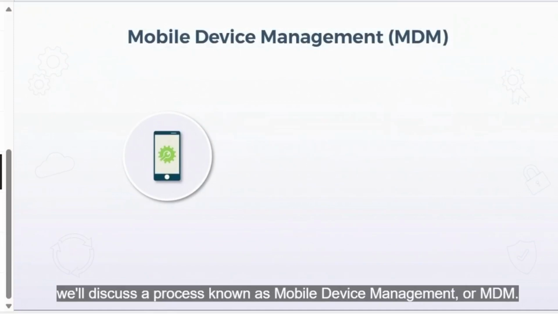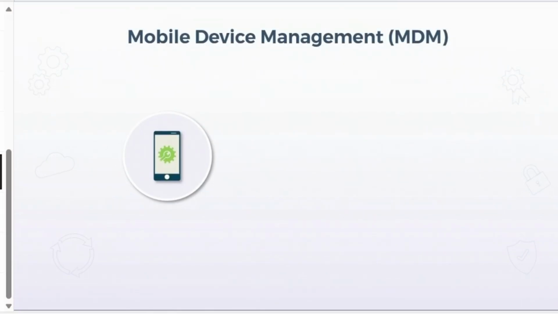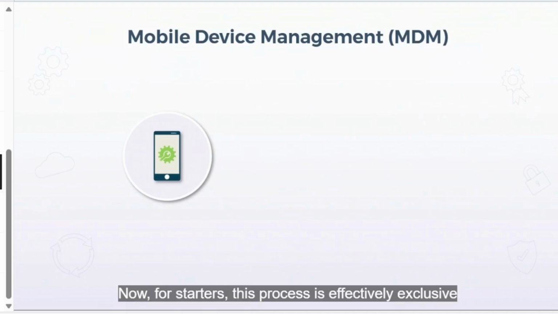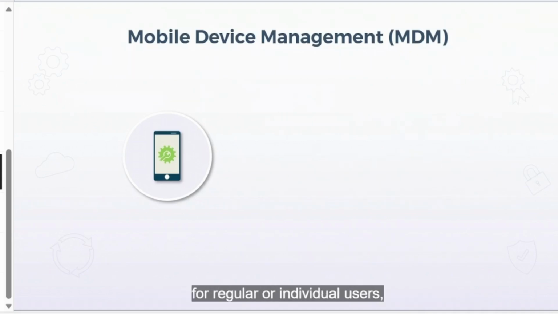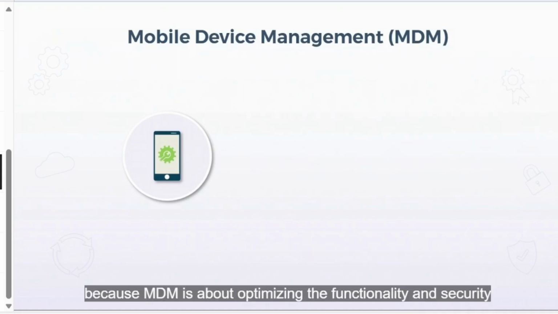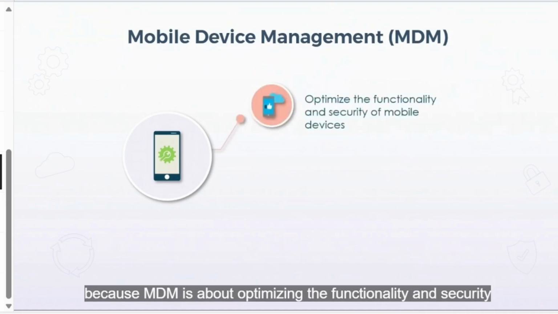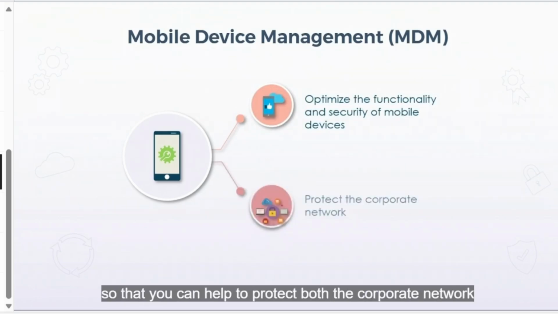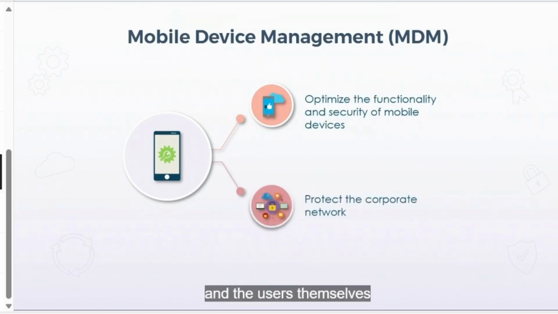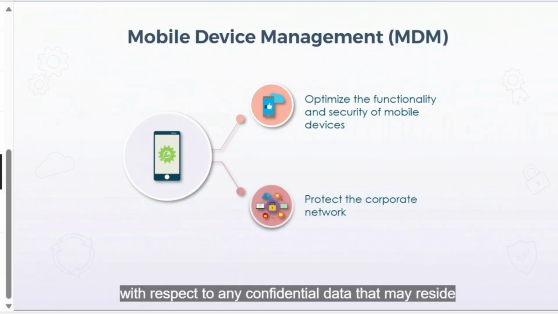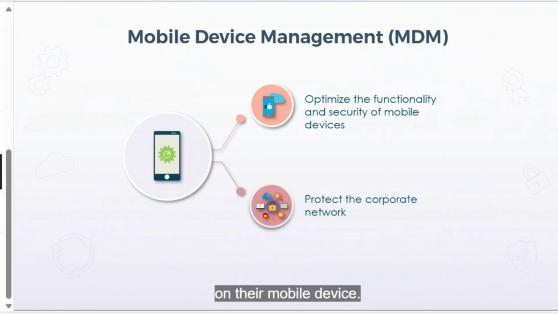In this presentation, we'll discuss a process known as Mobile Device Management, or MDM. Now, for starters, this process is effectively exclusive to business or corporate environments. While it would be technically possible to implement for regular or individual users, it just isn't necessary because MDM is about optimizing the functionality and security of all mobile devices that are being used within an organization, so that you can help to protect both the corporate network and the users themselves with respect to any confidential data that may reside on their mobile device.